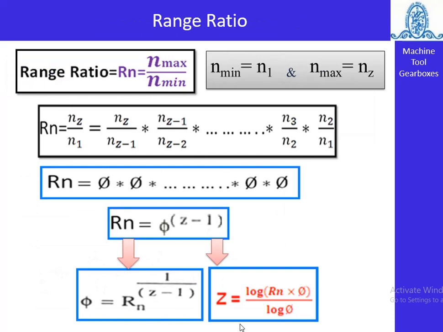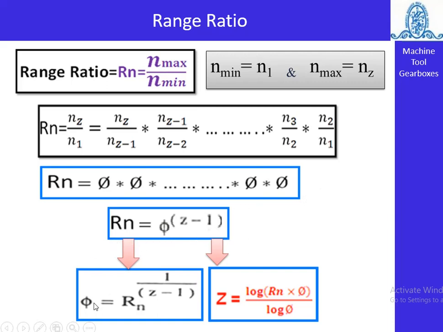Again, we'll take the range ratio. What is meant by range ratio? The range ratio is indicated by Rn. Again, it is n max upon n minimum, where n minimum is equal to n1 and n maximum is equal to nz. So Rn is nz upon n1, which is equal to nz upon nz minus 1, up to n3 by n2 into n2 by n1. So Rn is nothing but phi into phi, up to phi into phi. So Rn is equal to phi raised to z minus 1.